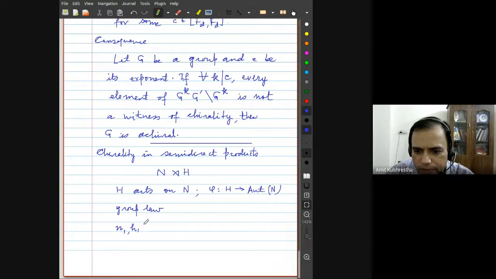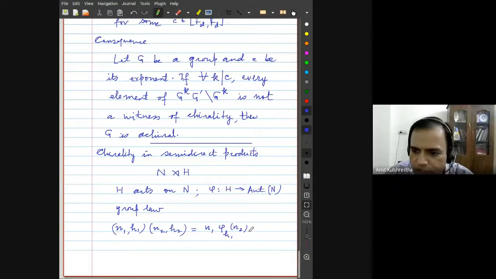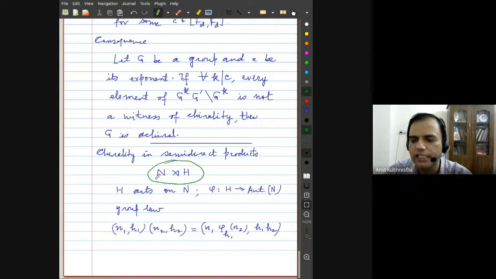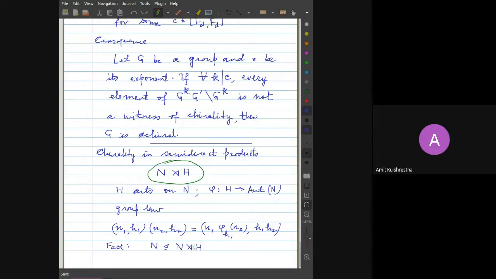The way the group law works, just to recall: (N1, H1) times (N2, H2). There is a small twist, not the direct componentwise, but it is N1 phi, the action, phi H1 of N2, and then H1 H2. So when you start with two groups and an action like that, and form a group with this group law, then this is the semi-direct product, and we are interested in understanding chirality in semi-direct products. It's a basic fact, in the first course in group theory itself, that N sits as a normal subgroup inside a semi-direct product.